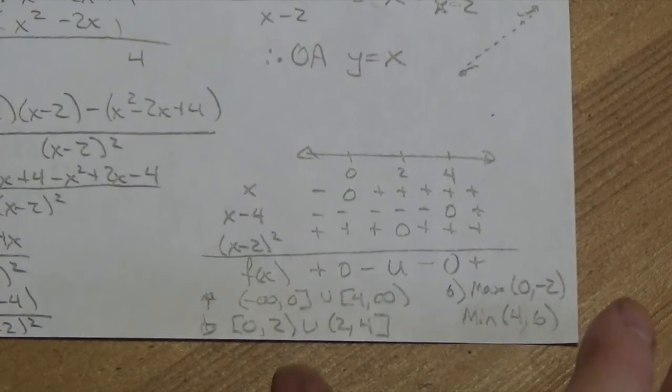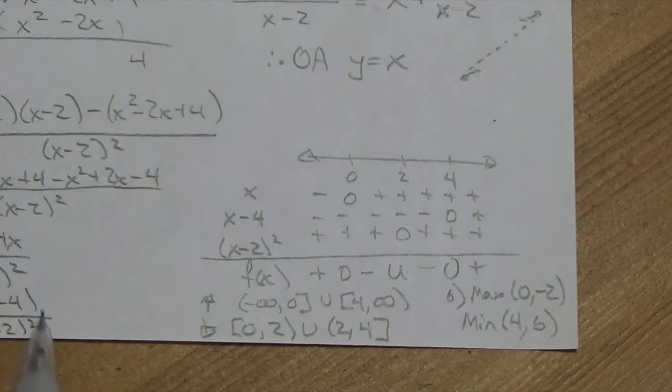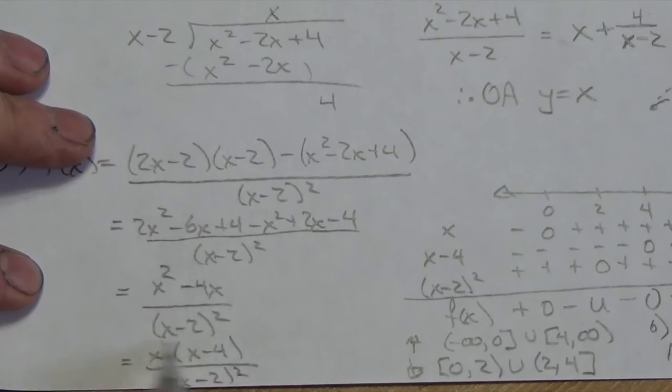Almost there. Now we got to take a look at concavity. Okay, let's remember our function here. Let's take the derivative of this one right here. X squared minus 4x over x minus 2 squared.